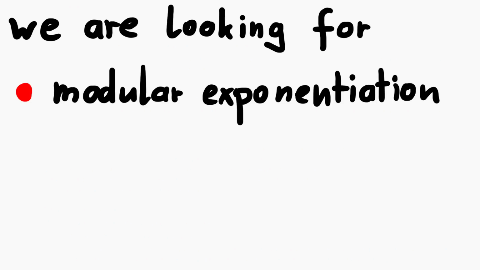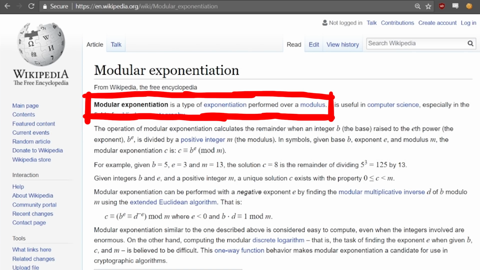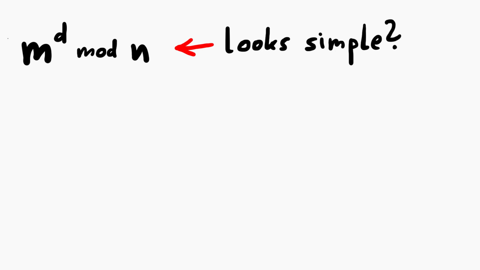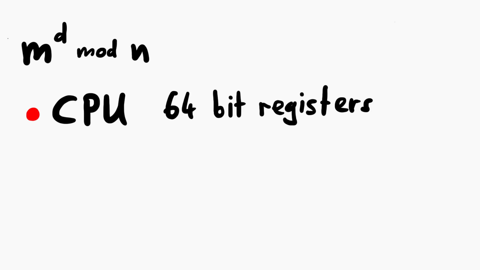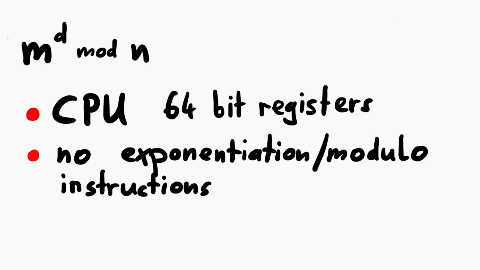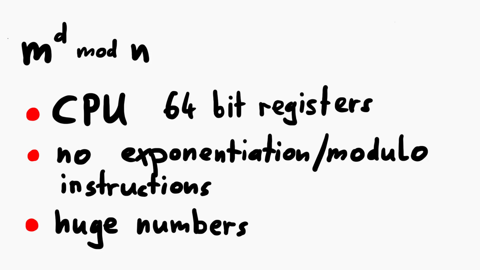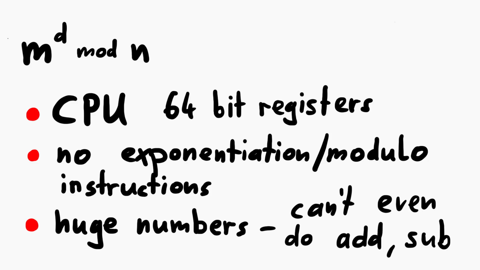So what we basically are looking for in assembly is simply an algorithm that implements exponentiation with modulo. Modular exponentiation is a type of exponentiation performed over a modulus. The problem with this simple math is that our CPU only has 64-bit registers and not really instructions for exponentiation or modulo. So these have to be implemented by an algorithm. Not only exponentiation has to be implemented by an algorithm, but we are dealing with large numbers that don't fit into 64-bit, so you can't simply add two numbers that are much larger with simple instructions. And apparently all of this is what is implemented here.